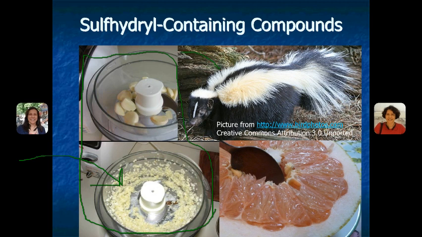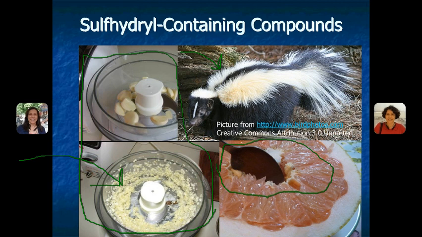This very handsome skunk that we see here produces certain sulfhydryl containing compounds in the spray when he gets disturbed, and it's a very strong odor and difficult to get out of your clothes if you ever get hit. And then finally, grapefruit has sulfhydryl containing compounds too. So you can see they all have in common the sulfhydryl groups, but the actual smells are very different depending on what other molecules they are attached to.